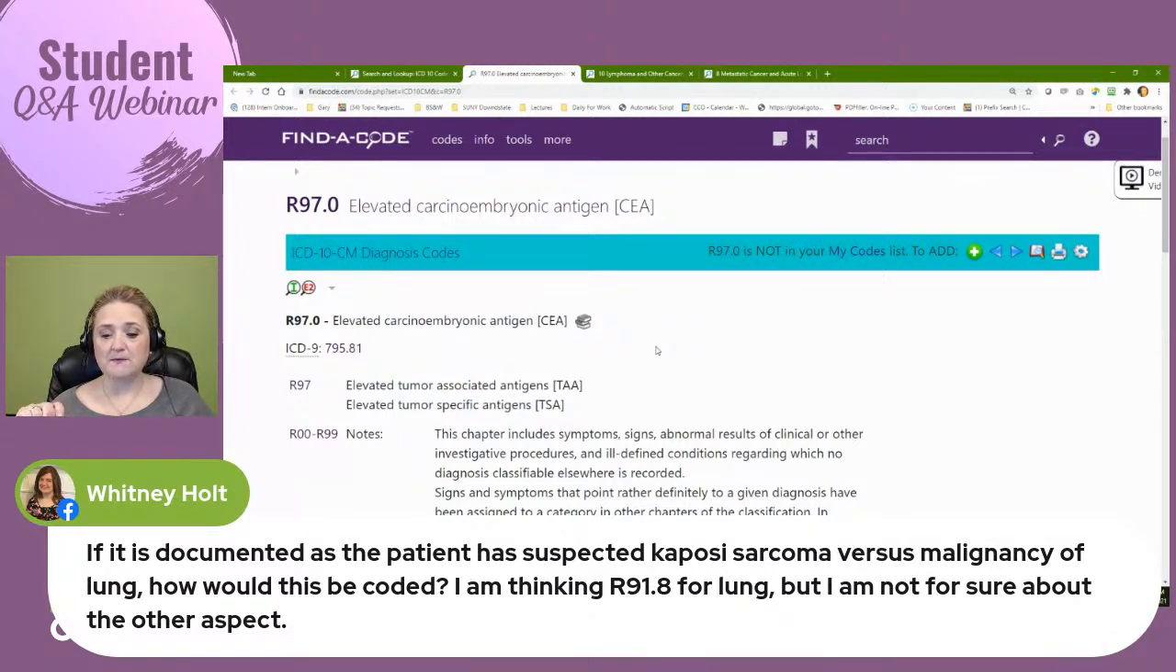Now if they have a malignancy of the lung, then you would code primary cancer of the lung unspecified. Okay. If they say, yeah, that's cancer, we just don't know what type of cancer it is, then you would code it that way. I would not use R91.8. Let me show you the R91.8 code.